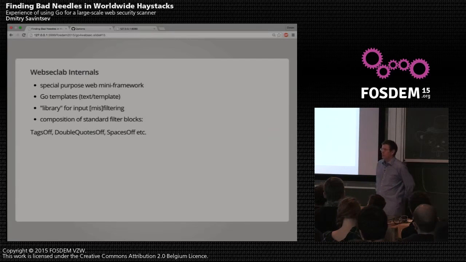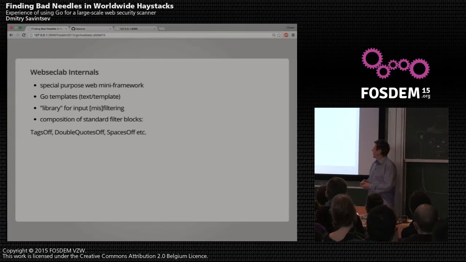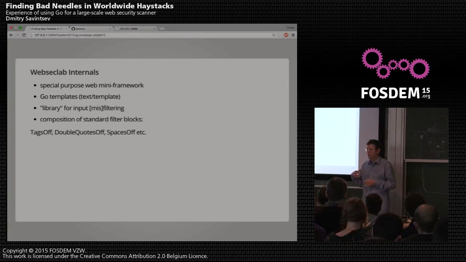So you can think about this. I realized when I've done this, it's a special purpose web mini framework. It has a place where it picks up the templates. So it uses Go templates, but of course, it uses text template so that we could do the bad output. It has some library of filtering, and the filtering has standard blocks. For example, tags off or on. If it's tags off, then we filter all the tag characters, or double quotes on and off, whether it goes through or not.